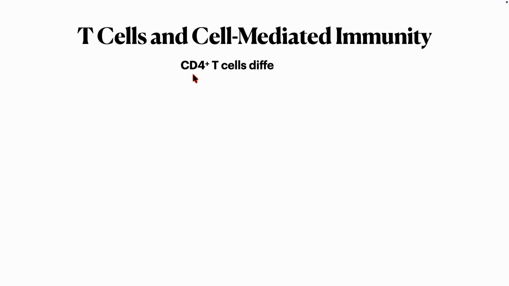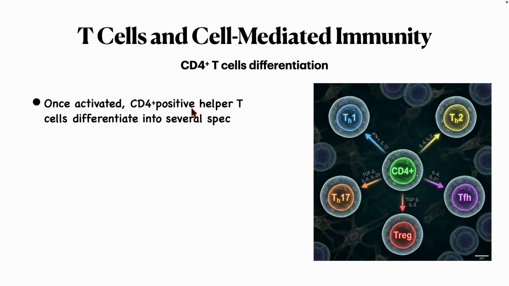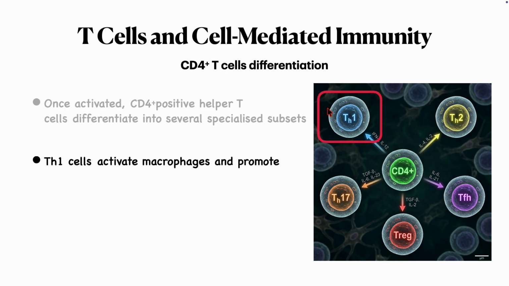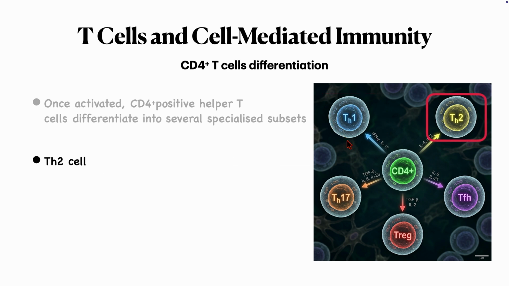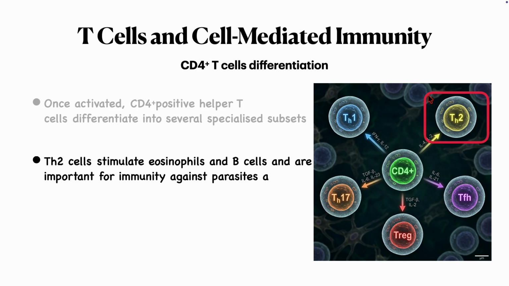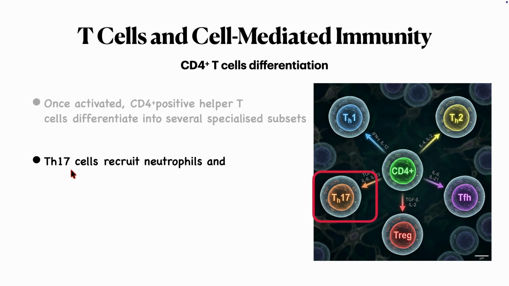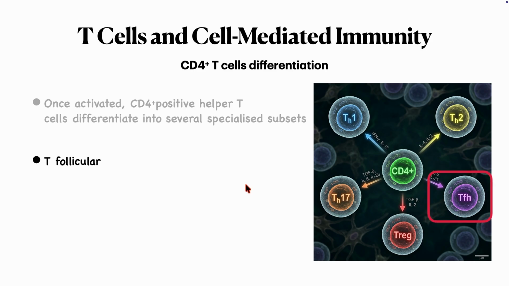Let's see how CD4 positive T cells differentiate. Once activated, CD4 positive helper T cells differentiate into several specialized subsets. Th1 cells activate macrophages and promote immunity against intracellular pathogens. Th2 cells stimulate eosinophils and B cells and are important for immunity against parasites and allergic responses. Th17 cells recruit neutrophils and help defend against extracellular bacteria and fungi.